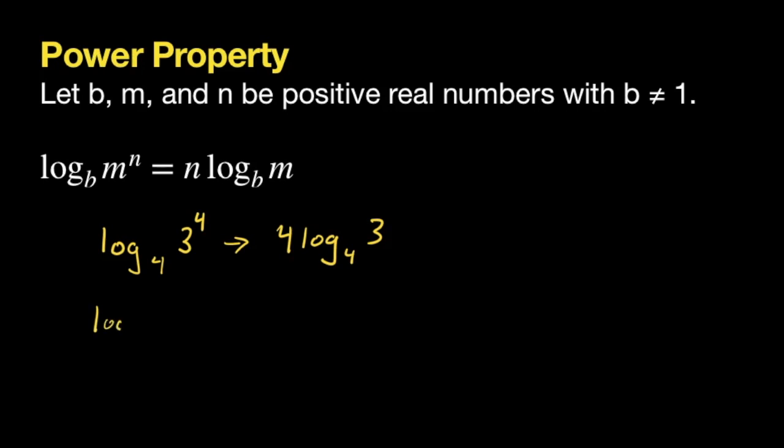Or if you had log 5 of 5 to the 7th, that is the same thing as saying 7 log 5 of 5, and we know that log 5 of 5 is equal to 1, so this is 7 times 1, which is 7. You use the properties to try to simplify it and make sense of the problems, because you need to be able to manipulate logarithms and exponential functions as much as you can.